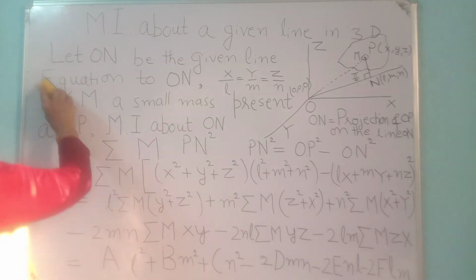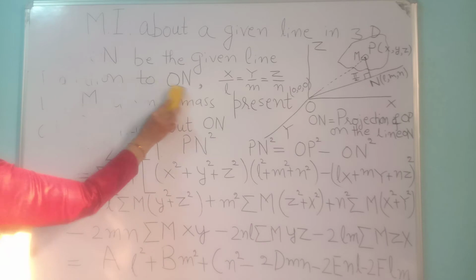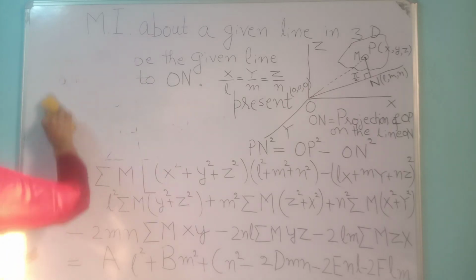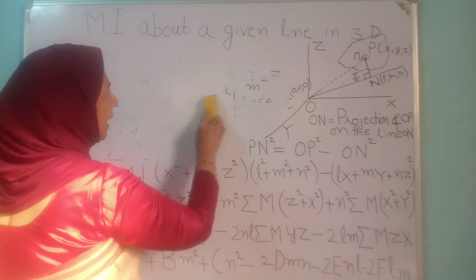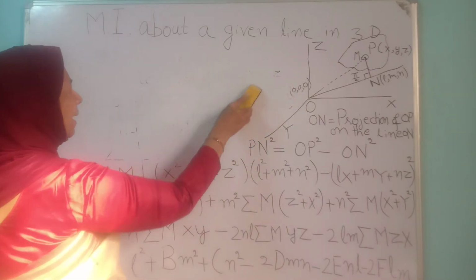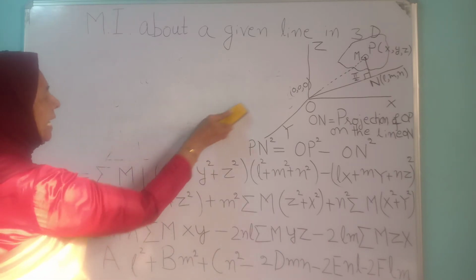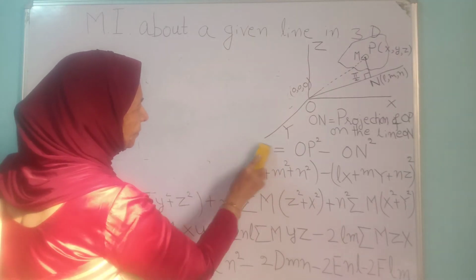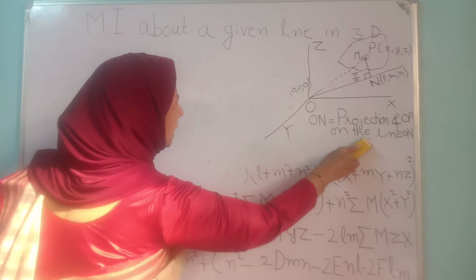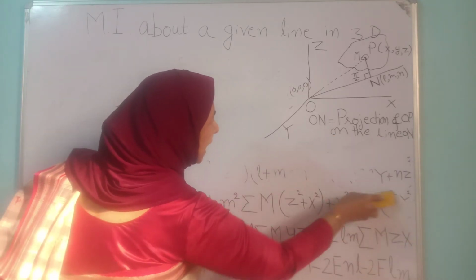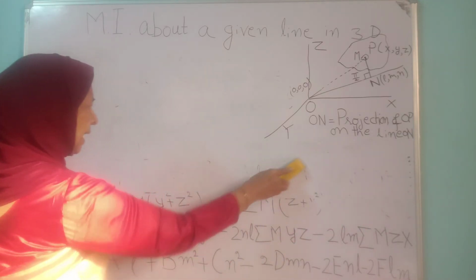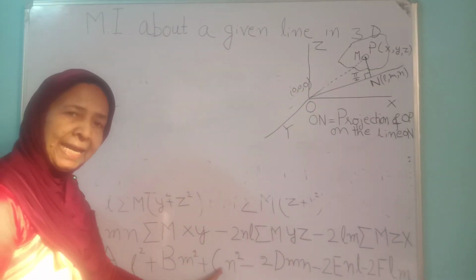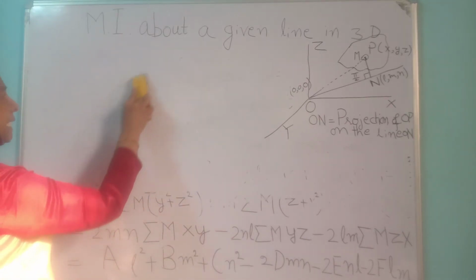So ultimately we have obtained the result. Result is: moment of inertia about the line ON will be nothing but AL square plus BM square plus CN square minus 2D MN minus 2E NL minus 2F LM. Observe one thing, that is L, M, N and x, y, z, they are rotated cyclically. That means A will be replaced, A, then B will come, then C will come; L, then M will come, then N will come, and so on. So that is simply the cyclic rotation.